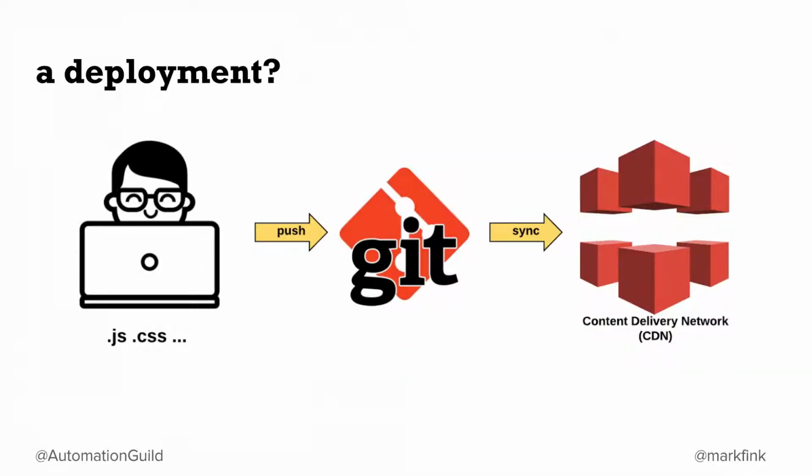Is this a deployment? This shows a web developer who works on a bunch of JavaScript and CSS files. He pushes his code to Git, maybe some tests and approval steps, and the deployment is done, syncing the files to CDN, and the new application version is live. Of course, this is a deployment. I understand that many developers work like this, but I had a misunderstanding in the past, so I want to define what I mean when I say deployment.